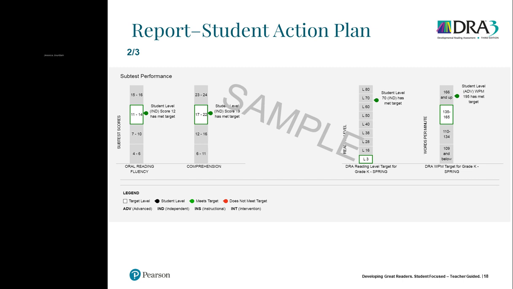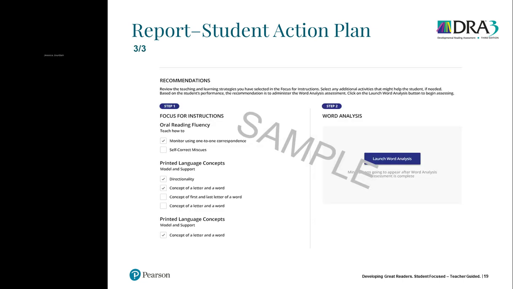Another breakdown of the student action plan. So it shows the different subtests and their performance. Third part of the student action plan talks about the different steps. So you have where you want to focus as a teacher. So for instance, here with oral reading fluency, for this particular level, the teacher selected monitor using one-to-one correspondence. And then you can choose what you want to focus on during, say, your small group or whole group instruction.